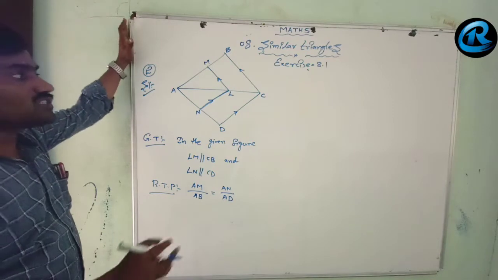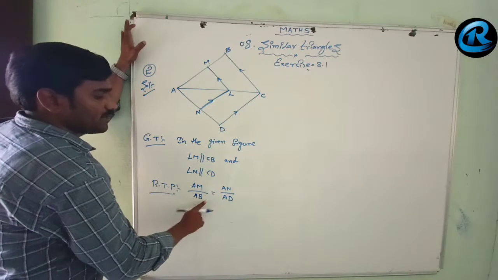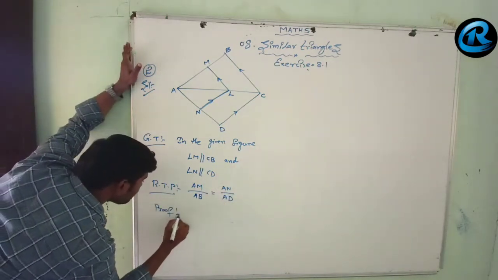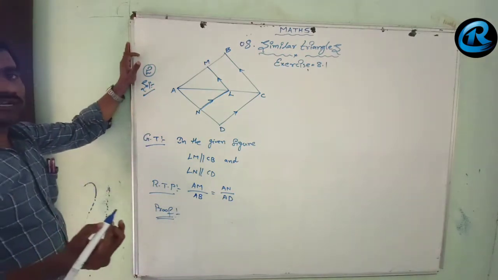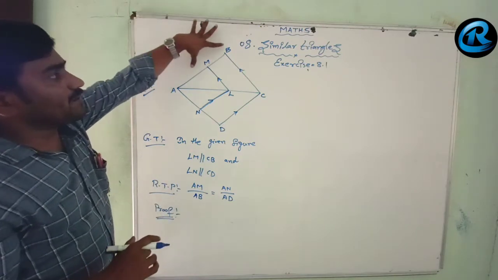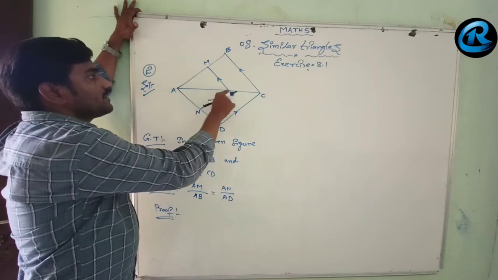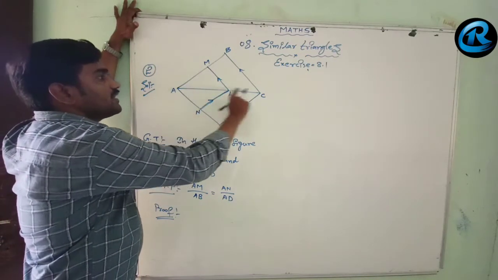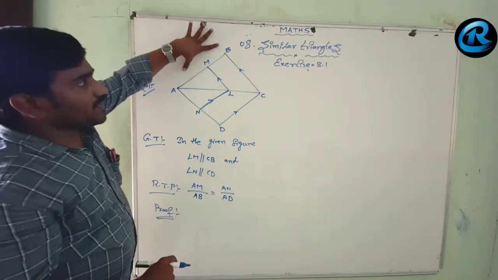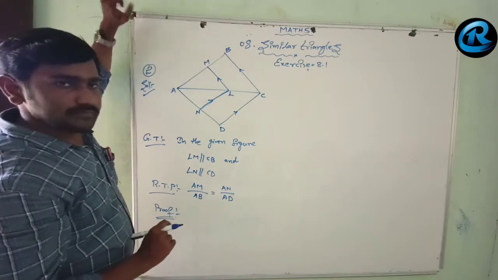So by using BPT theorem, we have to prove that AM by AB is equal to AN by AD. Here we can go for an easier method, one lengthy method is there. One easiest method is that AM by AB, in triangles ALM and ACB, in these two triangles, the corresponding sides, AM by AB will be equal to AL by AC.